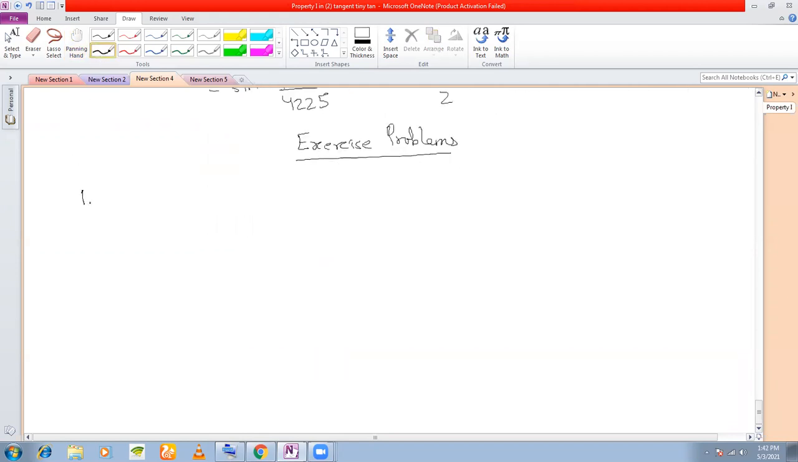First one is, let's say, a problem. The question here is: evaluate tan of half cos inverse root 5 by 3. Okay, this is the problem.